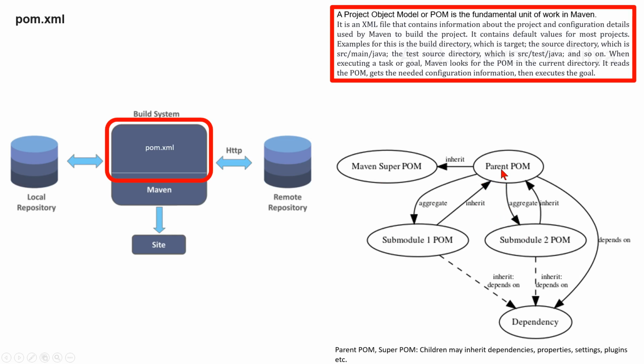Here you can see a parent pom inherits Maven super pom. Here the parent pom aggregates submodule 1 pom and submodule 2 pom, and submodule 1 pom inherits parent pom, and submodule 2 pom inherits parent pom. Submodule 1 pom is connected to dependency via inherit depends on, submodule 2 pom is connected to dependency via inherit depends on, and parent pom is connected to dependency via depends on.